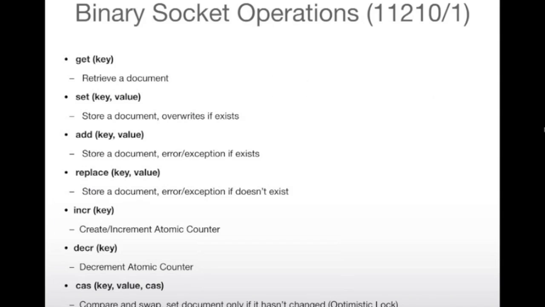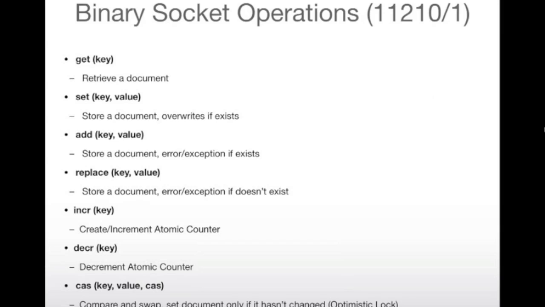So for our binary socket operations, if you're using memcached, it's 11211. Our SDKs use 11210. We have get, for retrieving documents, and set for storing a document, which overwrites it if it exists. We have add and replace, which give errors or exceptions based on whether the document exists or doesn't exist. If it exists already and you do an add, you'll get an exception. If you do a replace and it doesn't exist, you'll get an exception.